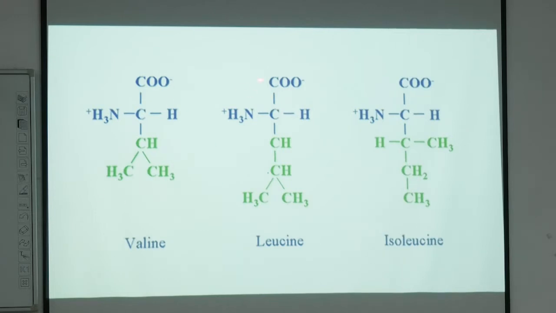Here we can see in the structure, this part is the same for all amino acids. Then we have this branching. That's why they are called branch chain amino acids.